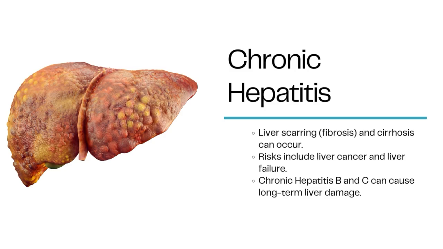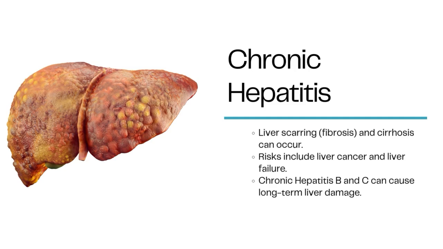And at this point, the liver can't work the way it should. It struggles to filter toxins out of the blood, make proteins for blood clotting, or produce bile, which helps digest fats. This can lead to symptoms like fatigue, yellowing of the skin, called jaundice, and swelling of the belly or legs. Liver cancer is also another thing to watch out for in chronic hepatitis.